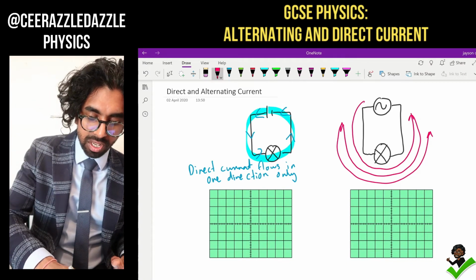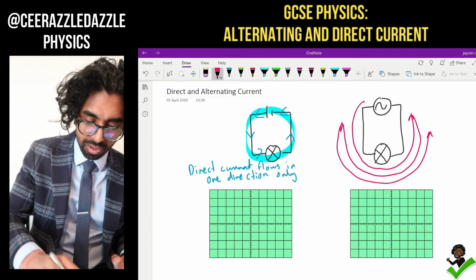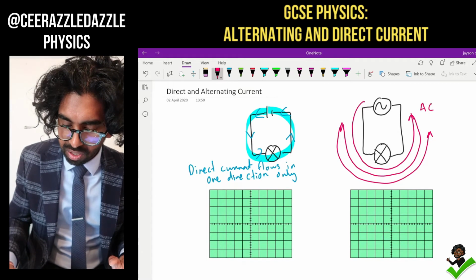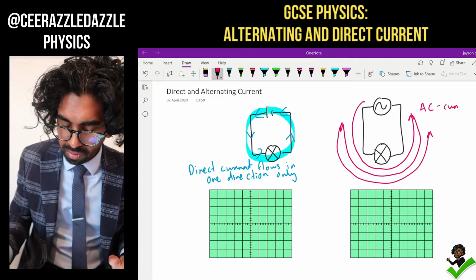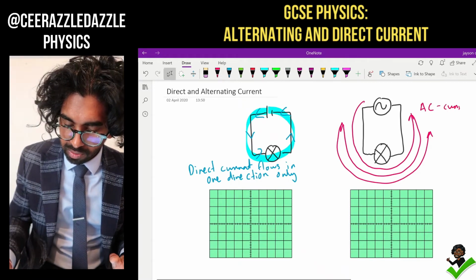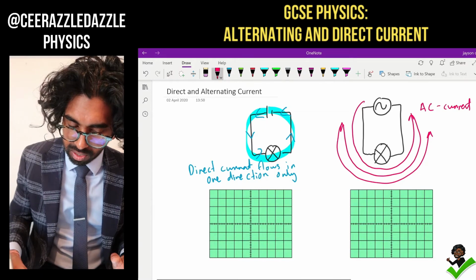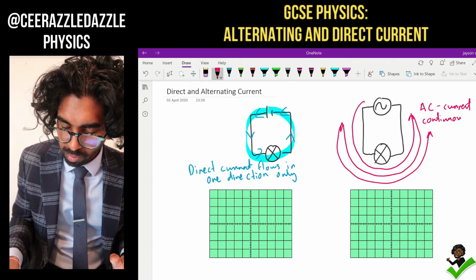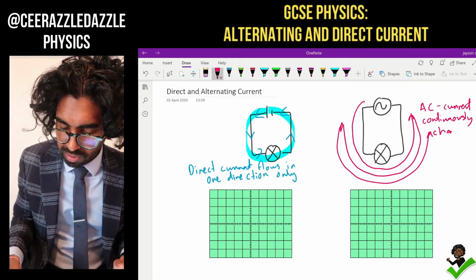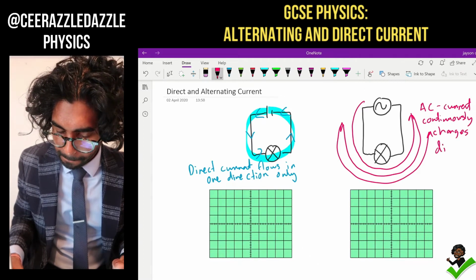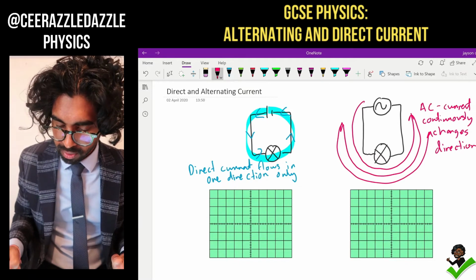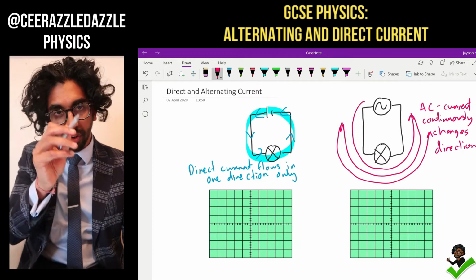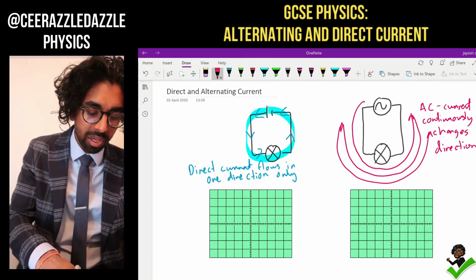So alternating current, let's put down a formal definition. So put it on here, AC, alternating current. The current continuously changes direction. Bit awful spelling, but that'll be fine. So AC is constantly swapping direction, DC is always going to flow in the same direction.